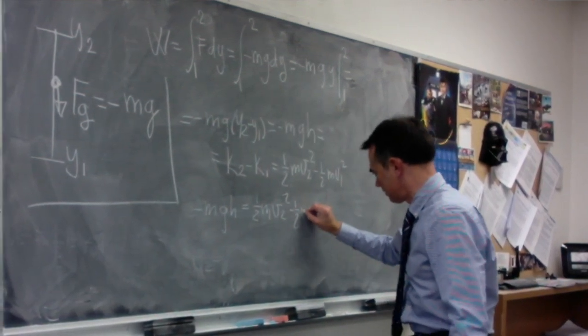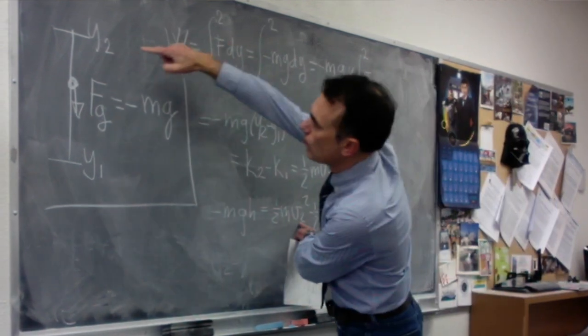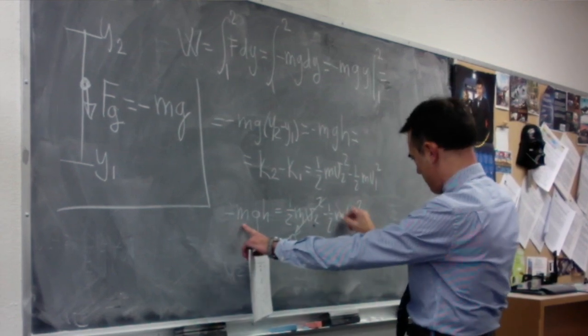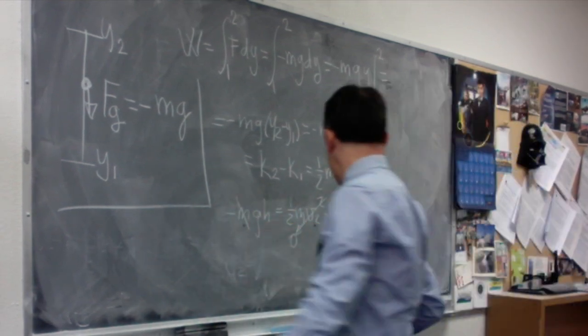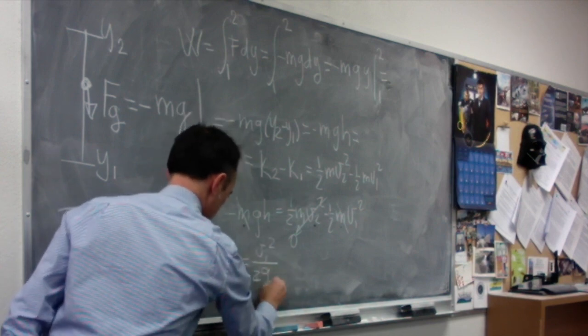If I want to know the maximum height that an object can reach, I impose that the final velocity is 0 and I get this expression for the maximum height. H is equal to the initial velocity squared divided by 2 times g. This result we already found by kinematics calculations. Now we have found it using only energy and work.